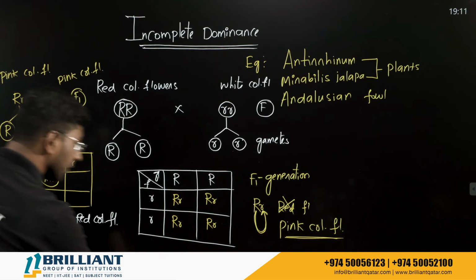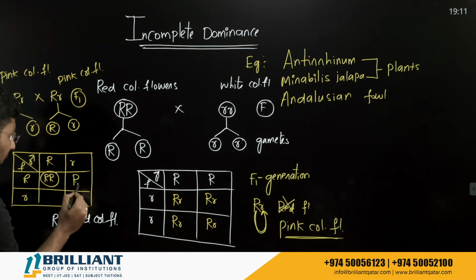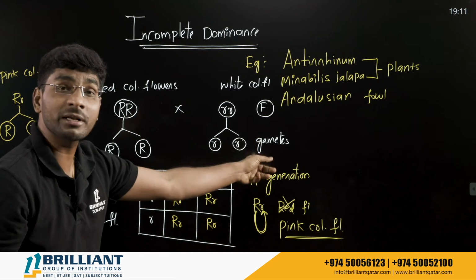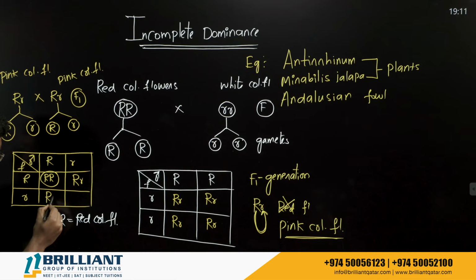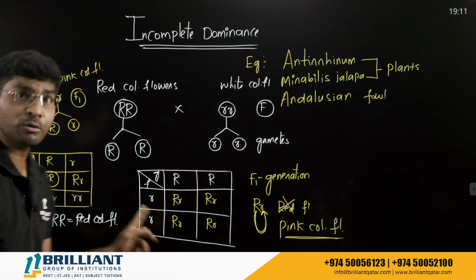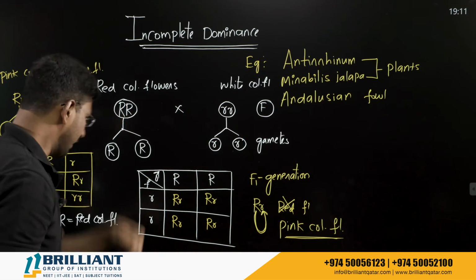Second one is what? Now, second one I can tell capital R, small r. Capital R, small r is which color? Pink color. Look at the F1 generation. Capital R, small r, pink color. Third one also capital R, small r, pink color, sir. The last one is small r, small r. Small r, which color flowers? White color flowers.